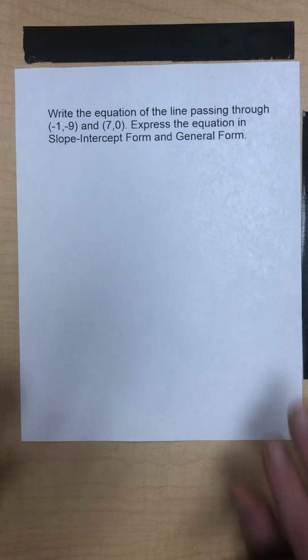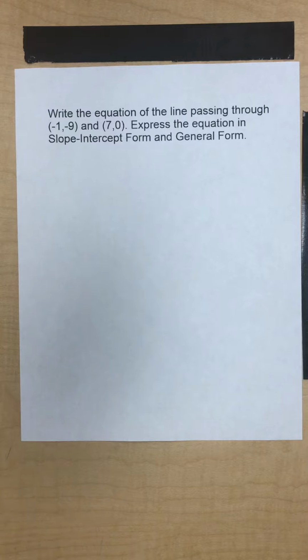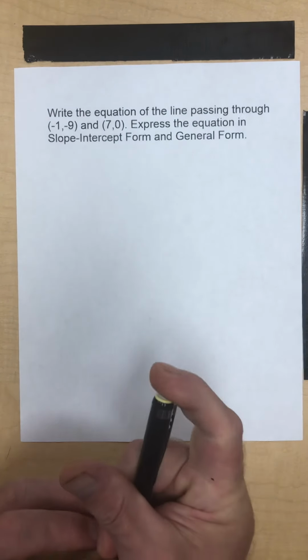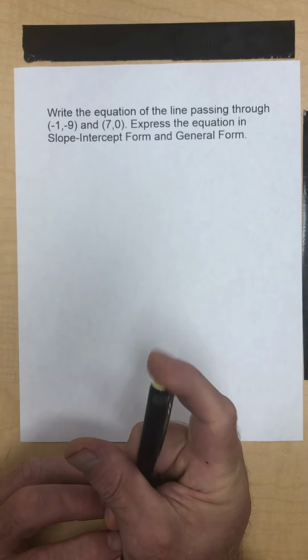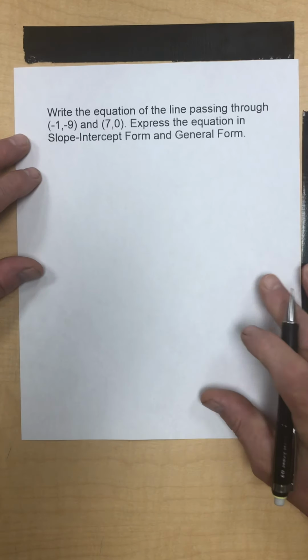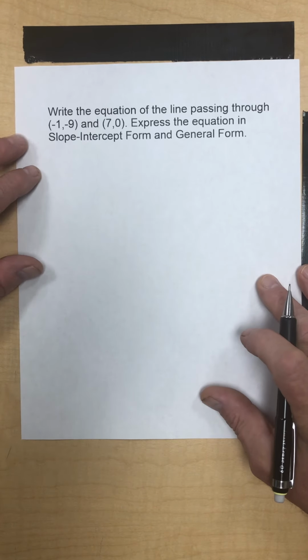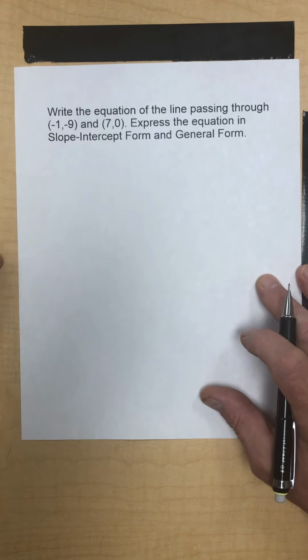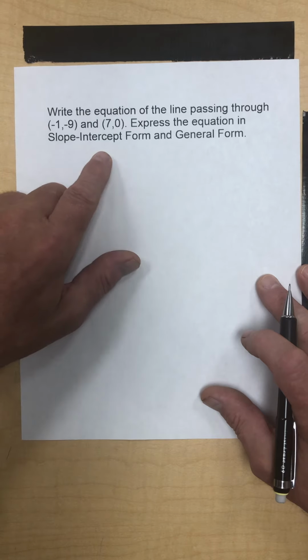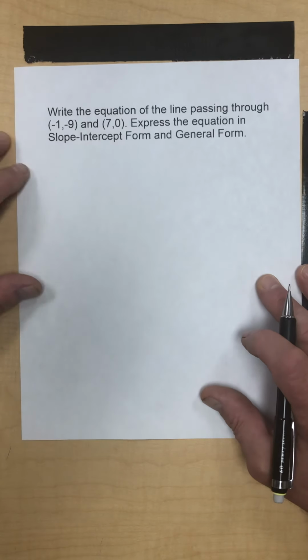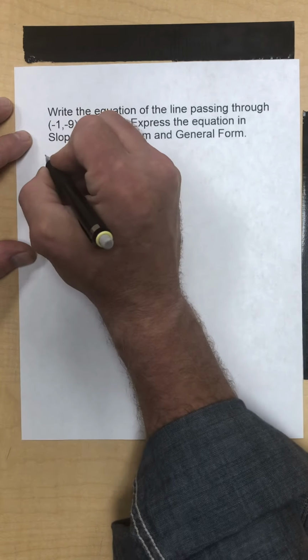So, a pretty typical situation. Matter of fact, I put you in this situation a number of times in geometry. We have a line that goes through these two points, and we want to write the equation and express it in both slope-intercept form and general form. The first thing I have to do is find the slope.